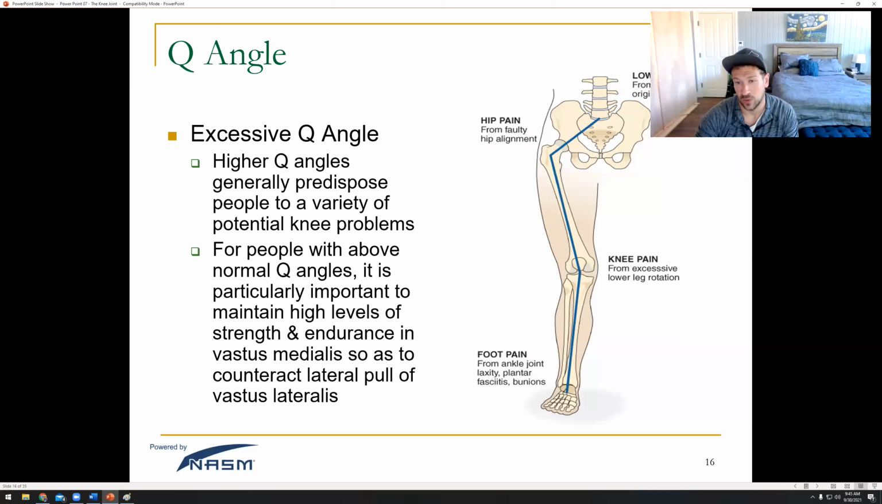Look up here. What's that affecting? This whole thing is screwing up our hip joint now. And what's that going to affect? It's going to affect the low joint, so the low back. So again, all of these are connected, and the knee is kind of stuck in the middle.